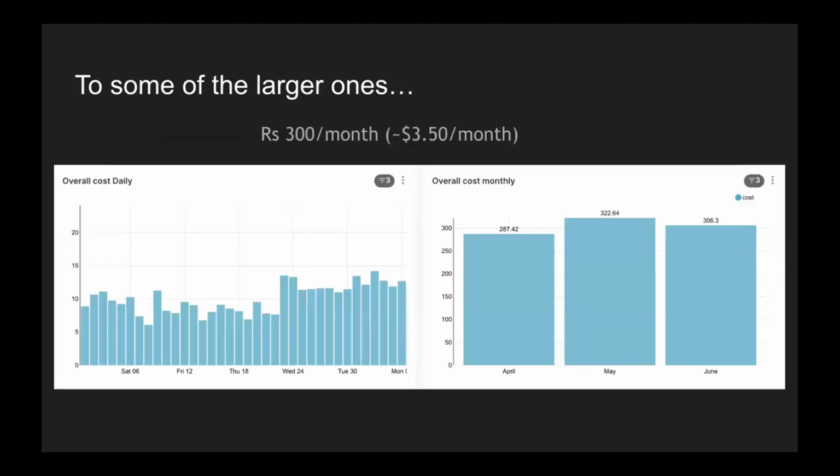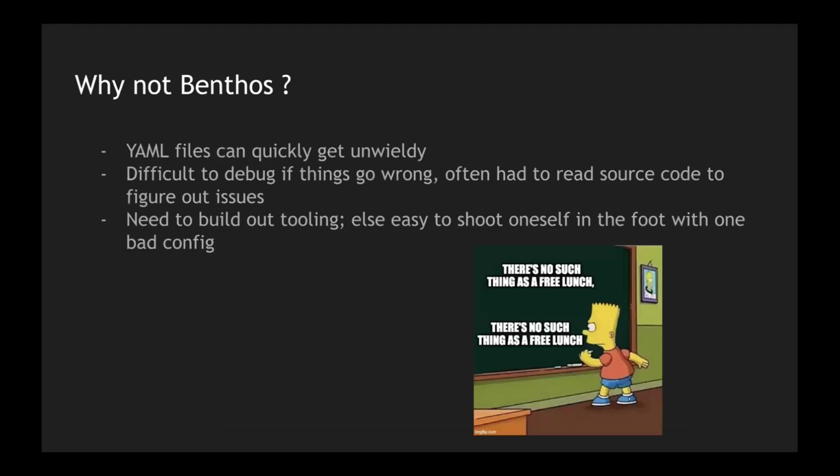I think around 300 rupees per month is the production cost per month, and it's pretty good. All of these jobs never fail. We don't have a lot of maintenance for those jobs. They just work. So which brings me to the end.